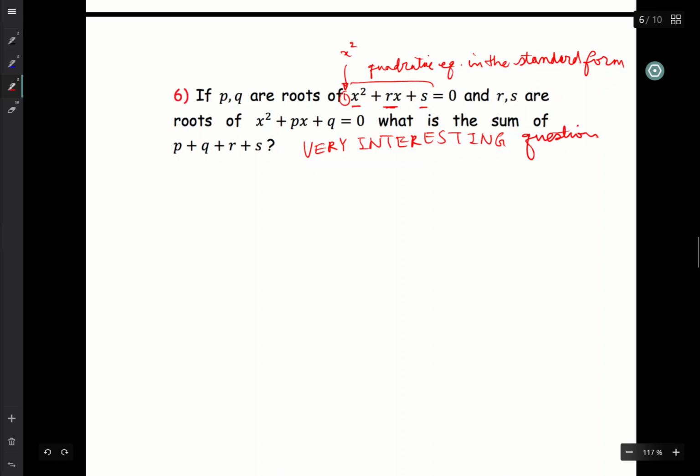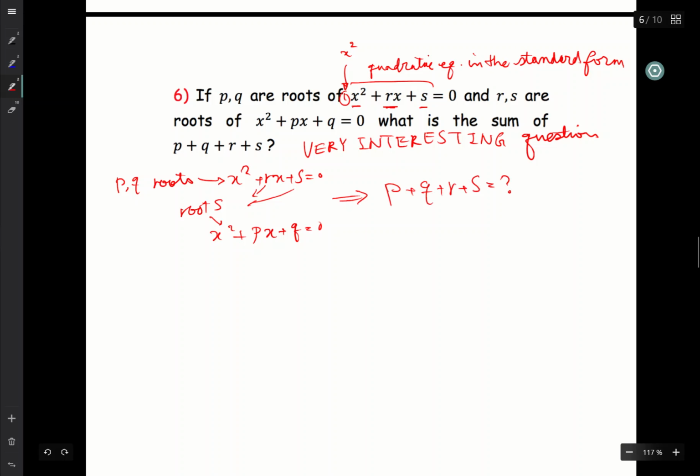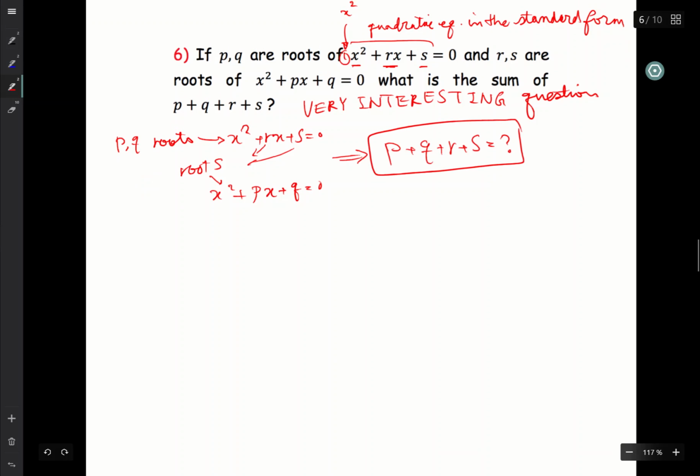Basically what happens here is that it says p and q are roots to x squared plus rx plus s, and then r and s are roots to x squared plus px plus q equals 0. It's very interesting, right? And then the question asks, what is p plus q plus r plus s? What is this? All right, how do we solve this? What do we know?